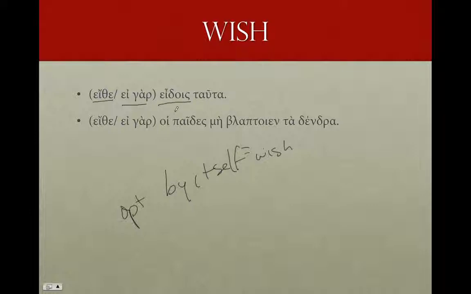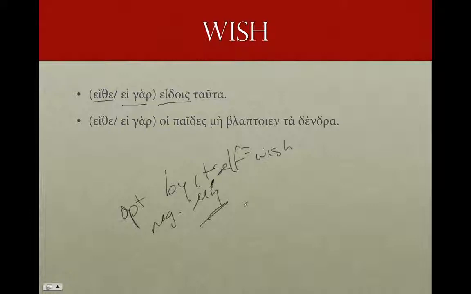Eidois there, strong aorist of horaō. Or eithe or ei gar hoi paides mē blaptoien ta dendra. Would that the children not harm the trees. Or I wish that the children would not harm the trees. Or something to that effect. So I like to use I wish that, but we might say something like would that the children not harm trees. Notice the negative uses mē. For wishes, we're going to use mē. It's the optative all by itself.